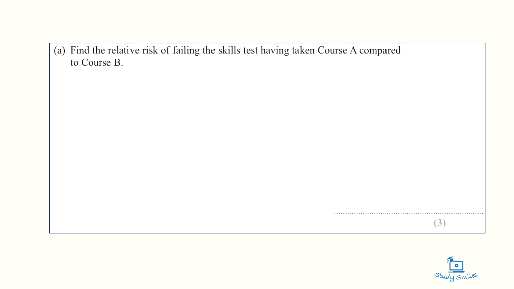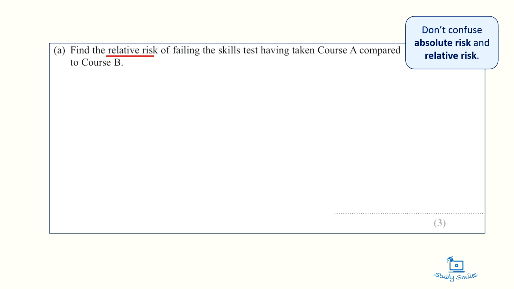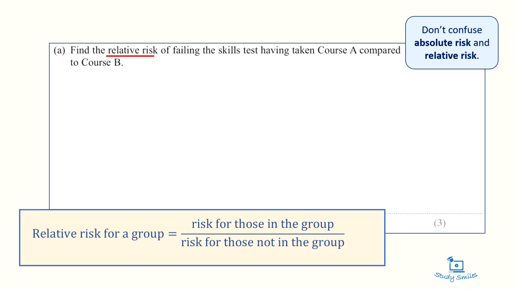Part A says find the relative risk of failing the skills test having taken Course A compared to Course B. So the question is about relative risk. Make sure you don't confuse this with absolute risk. The formula for calculating relative risk is the risk for those in the group divided by the risk for those not in the group. This formula is not provided in the exam, so you do need to memorise it.